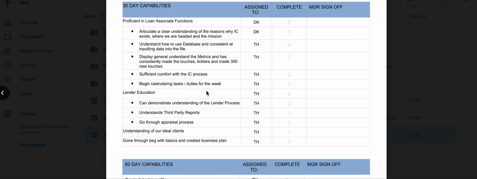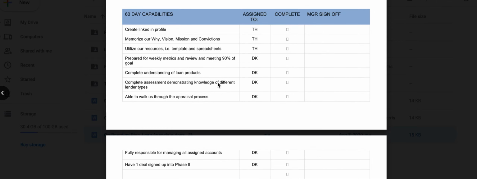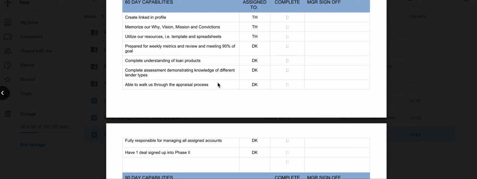You'll need to understand our ideal clients, who's the target audience that we're trying to go after for your own success, and then have gone through the beginning with basics and created a business plan. So for you to maintain employment, be successful here at Integrity Capital for the first 30 days, that is what needs to happen.